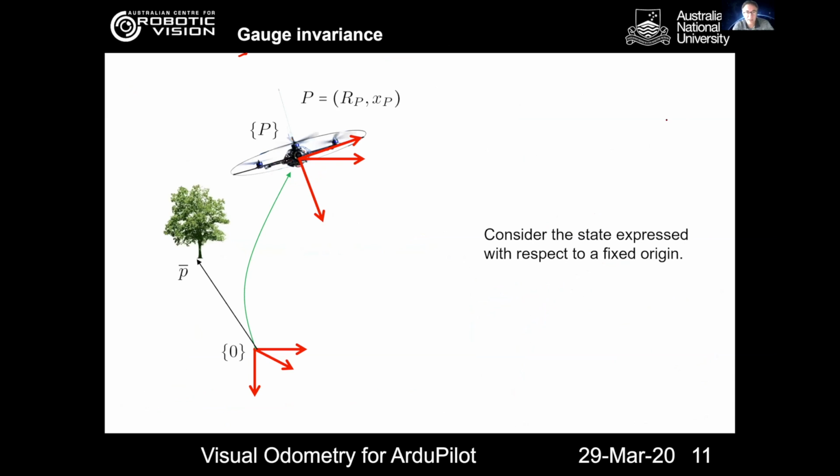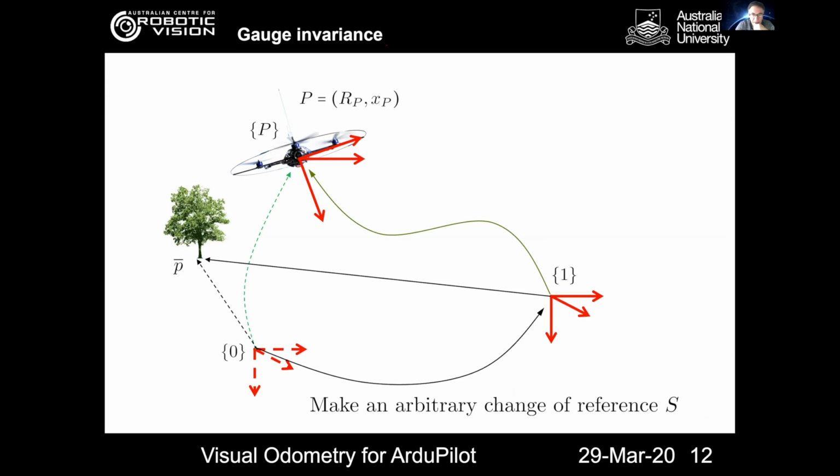So I wanted to actually talk about this a little bit more, because I think it's a really important thing for ArduPilot to understand. So if we start with imagining a reference frame, and we've represented the robot with respect to that reference frame, there's this thing called gauge invariance, which is the killer that comes from this same problem. So there's nothing unique about this reference frame, right? If you're just doing visual odometry, you have no God up there that gives you the correct reference frame.